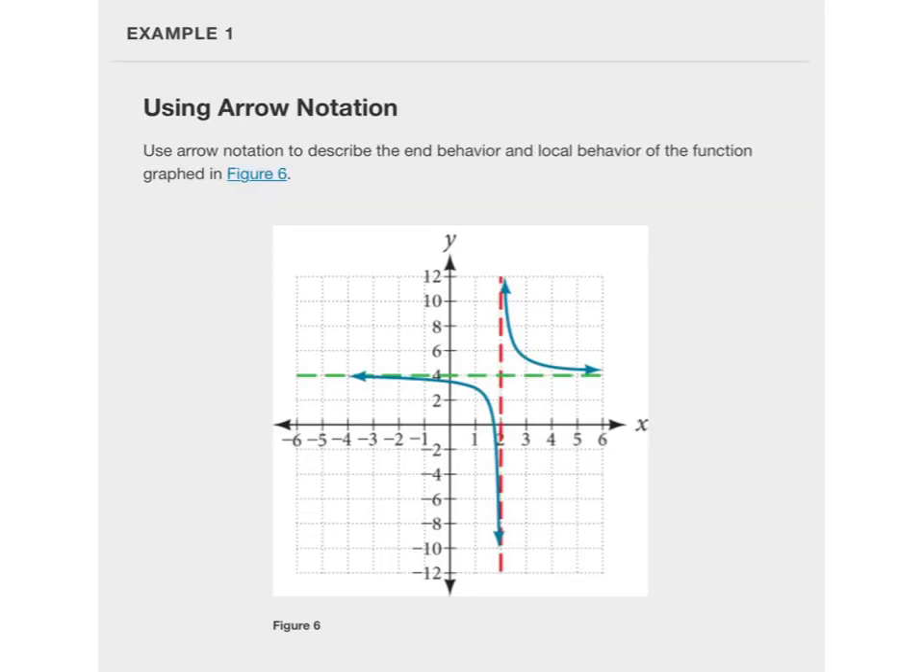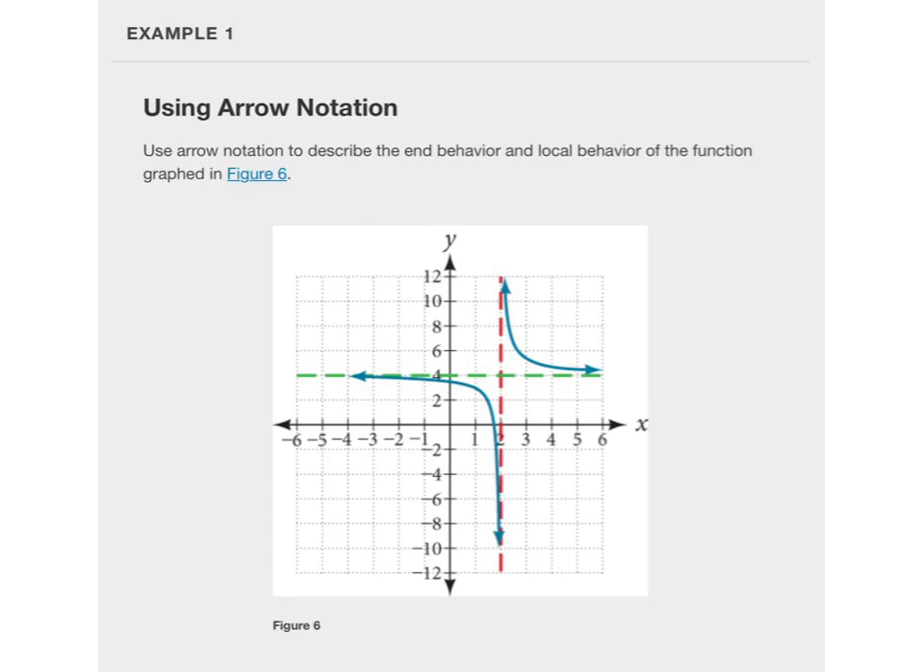Okay. All right, so let's do example 1 here. Example 1. It says, use arrow notation to describe the end behavior and local behavior of the function graphed in figure 6. So I want you to look at this picture.